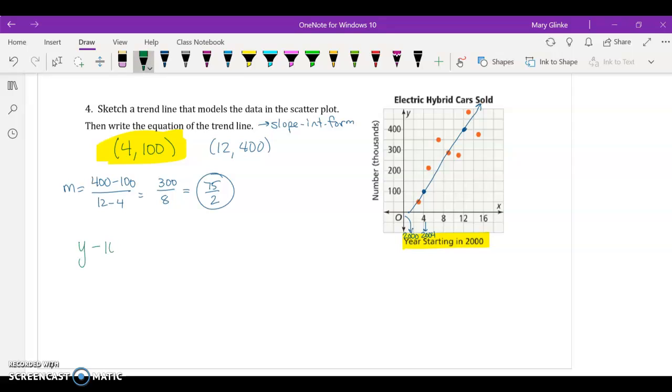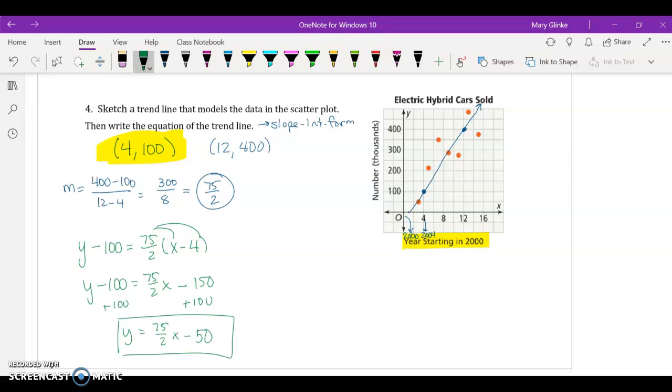And I'm going to do y minus y1 equals m times x minus x1. And I'm going to distribute my slope to get 75 over 2x minus 150 when I do 75 times 4 and divide by 2. And then I'm going to move the 100 to the other side to get 75 halves x minus 50.